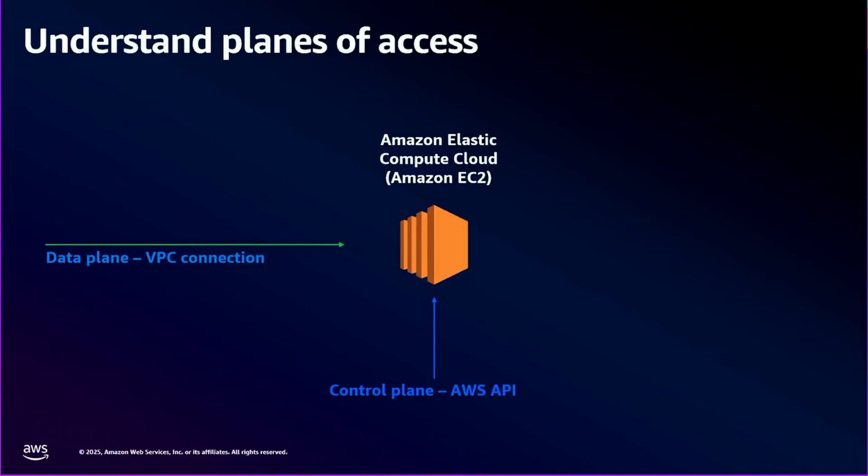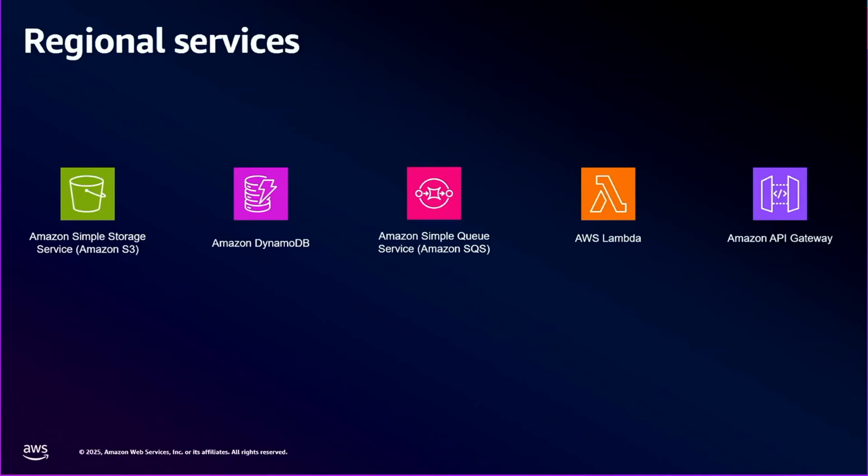While your SSH connection or your RDP connection to that EC2 instance is a separate plane, so completely separate infrastructure that runs this, the data plane and control plane. And then we've got regional services. So these are services you use today for your applications like DynamoDB, S3, things like Lambda, SQS, API Gateway. These services are built across multiple AZs.